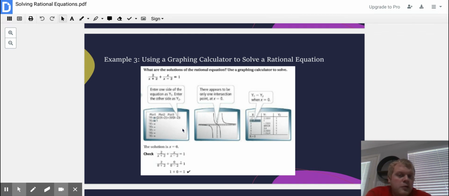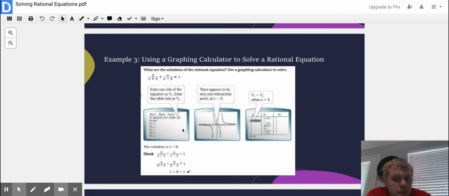Again, there appears to be only one intersection. As we can tell, that intersection happens at x equals 0. So if I go to my table here, I'm looking for when my y1 and my y2 are the same answer. And again, as we can tell here in our table, y1 and y2 are both at 1 right there, and that happens when x is at 0. So that means, since they have the same answer right there, that our solution is going to be at x equals 0.